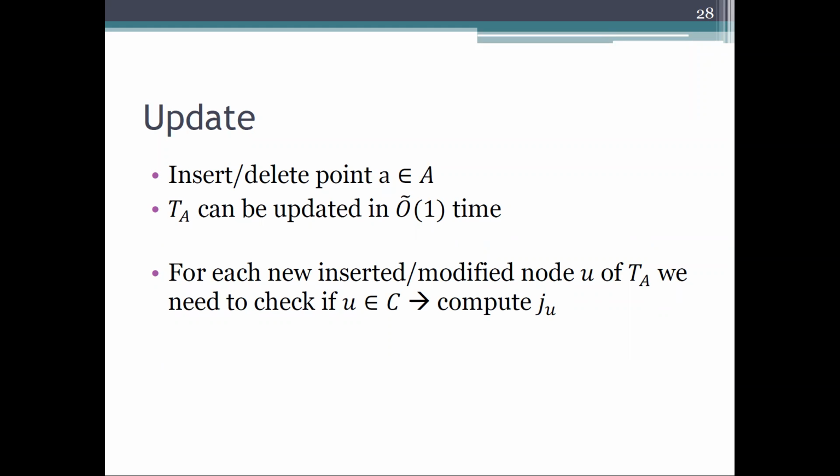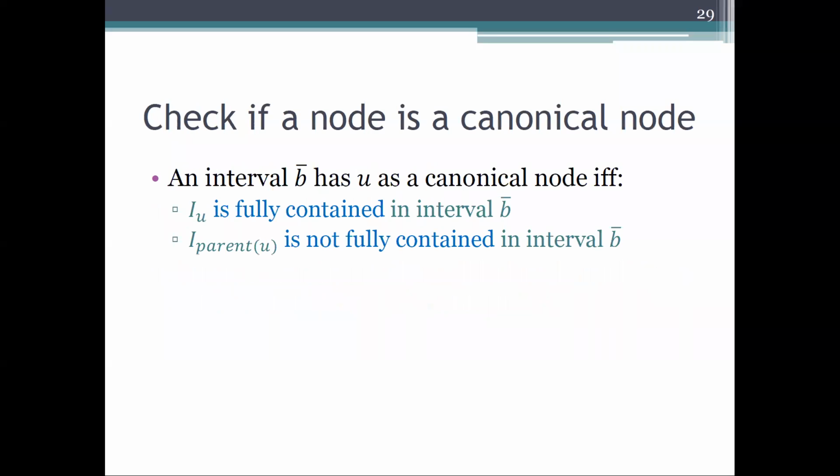Next, assume that we insert or delete a point A. We first update the dynamic range tree TA. Then, for each new inserted or modified node U of TA, we need to compute the counter JU so that we can decide if U is an active node or not. From the definition of the range tree, an interval B bar has node U as a canonical node if and only if the interval IU is fully contained in the interval B bar, and the interval I of the parent of U is not fully contained in the interval B bar.